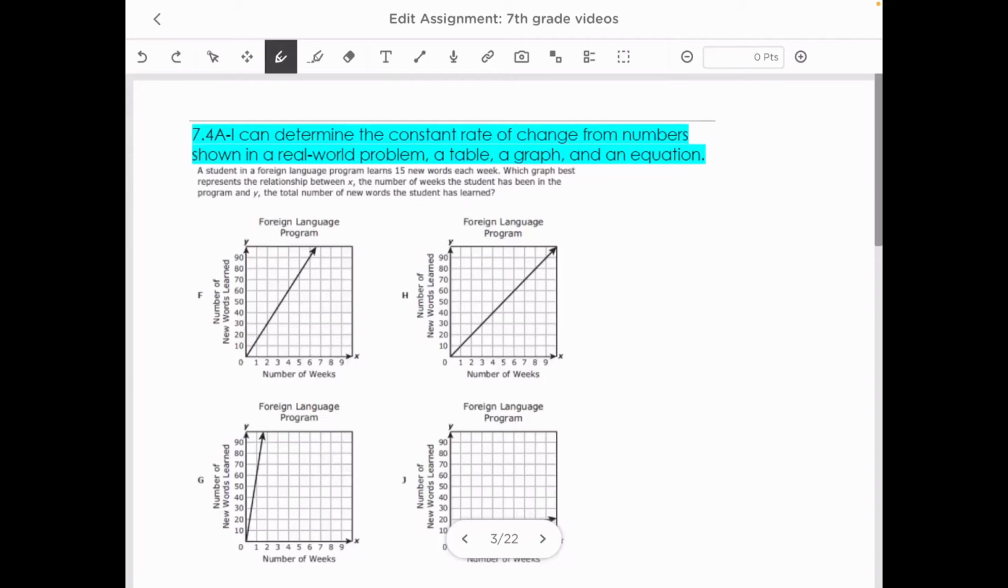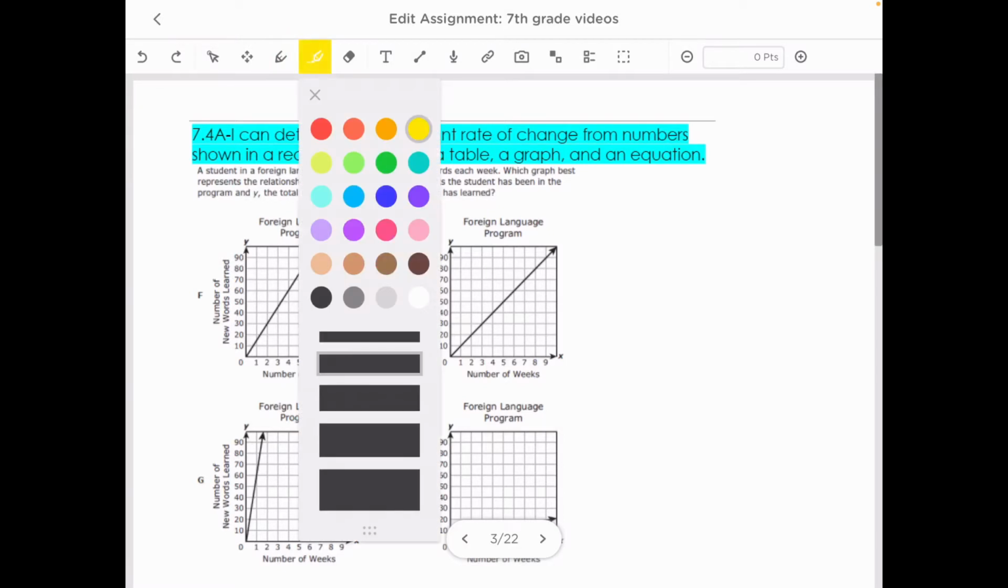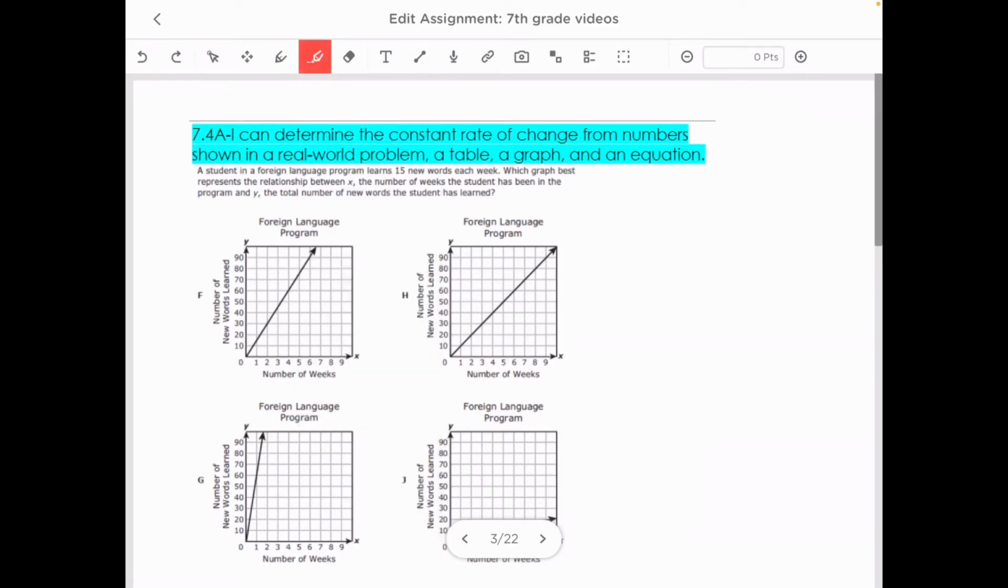In this video, I will be covering TEK 7.4a, and that TEK states, I can determine the constant rate of change from numbers shown in real-world problems, a table, a graph, and an equation. In this particular video, I am going to focus on finding the constant rate from a graph.